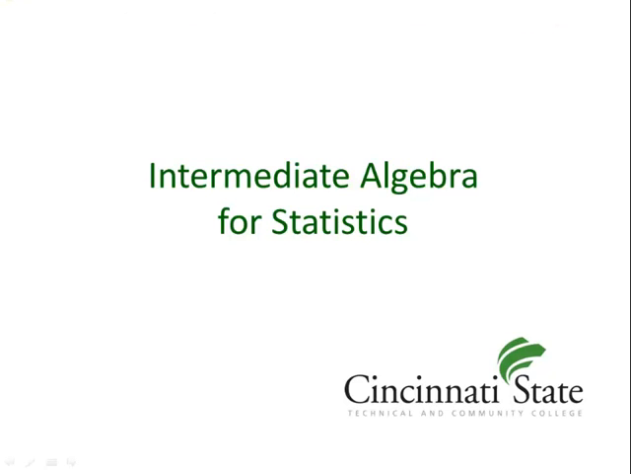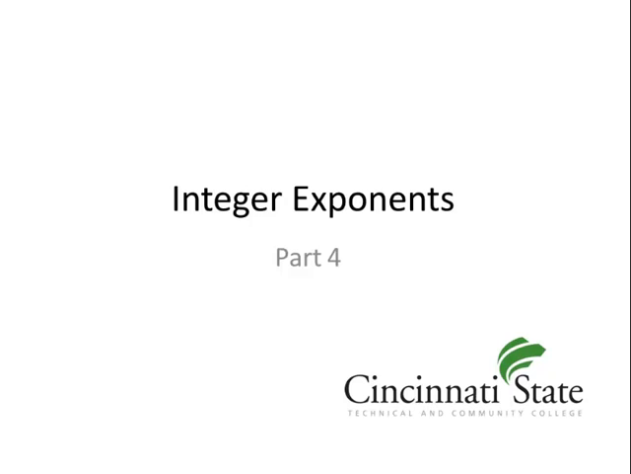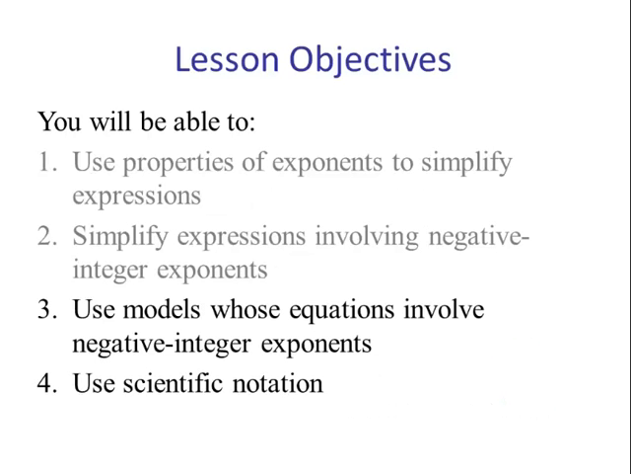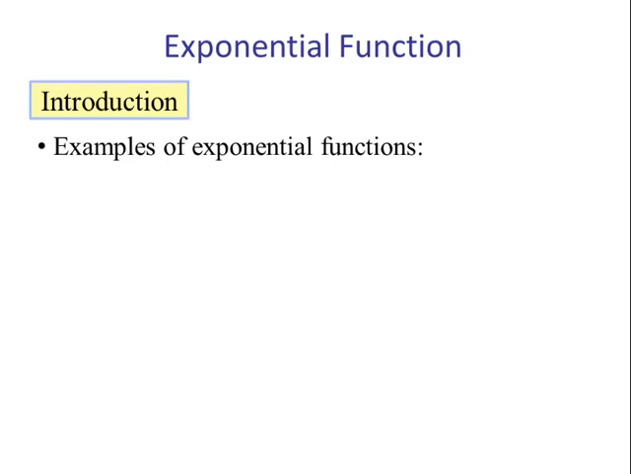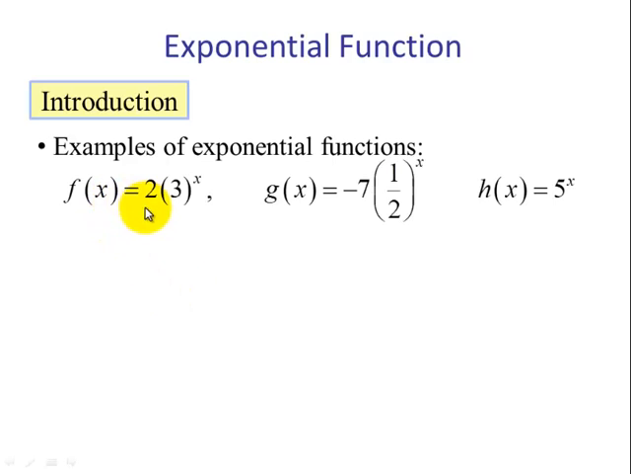Intermediate Algebra for Statistics, Integer Exponents Part 4. Lesson objectives: use models whose equations involve negative integer exponents, and use scientific notation. Lesson Objective: Exponential Function, Introduction. Examples of exponential functions are f of x equals 2 times 3 raised to the x power, g of x equals negative 7 times 1/2 to the x power, and h of x equals 5 to the x power. So in this chapter we will use the exponential function to model data.